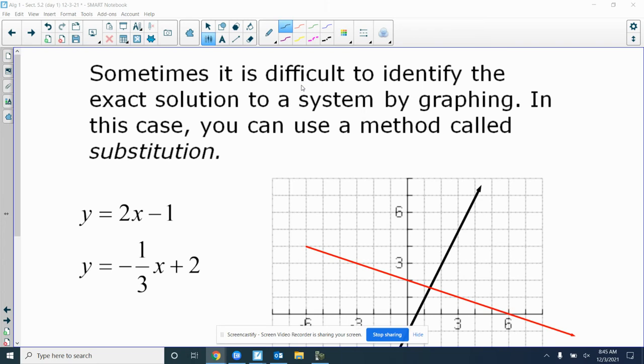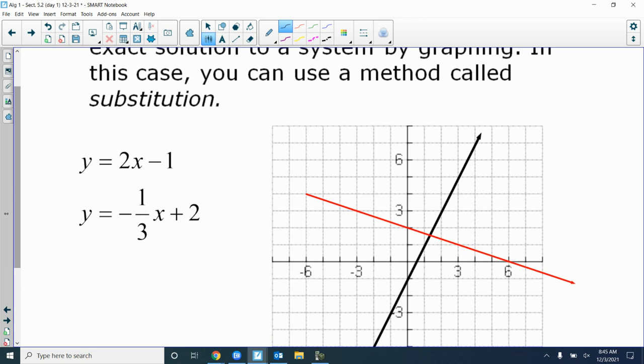Good, because it will give you the exact answer, even to the decimals. If you're graphing by hand, you saw with those two, if it doesn't hit at a nice spot, you have to estimate. So this would be a case, and you don't have to graph this, and it's not on your notes. Sometimes it's difficult to identify the exact solution to a system by graphing. If I graph one line, another line, we have other methods to solve systems.